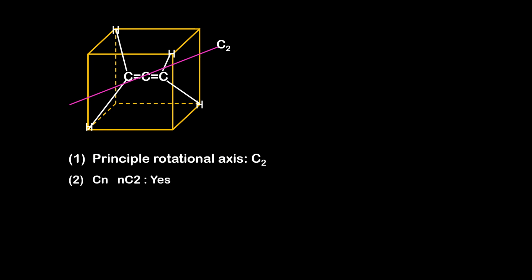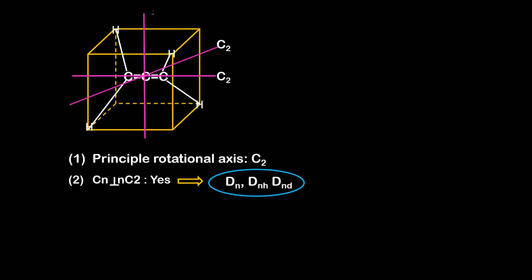Next example is allene. In case of allene, the principal rotational axis is C2. Here we are taking allene in the cube. Second, is there any Cn perpendicular and C2 symmetry present? Yes. So it belongs to D type of the point group. It is first C2 and it is second C2. Total 2 C2 are perpendicular to the principal rotational axis.